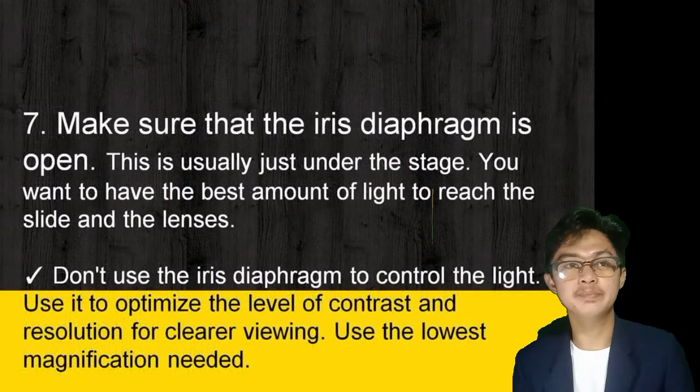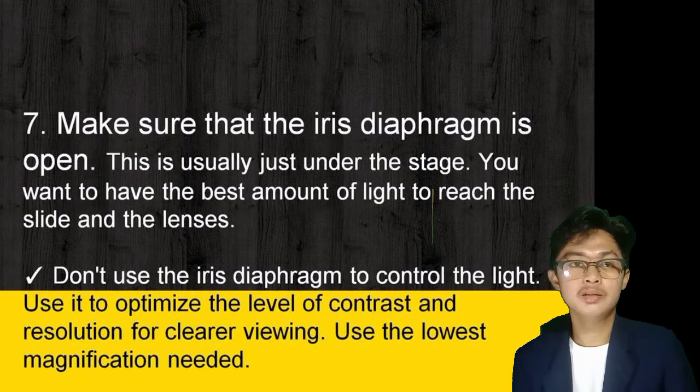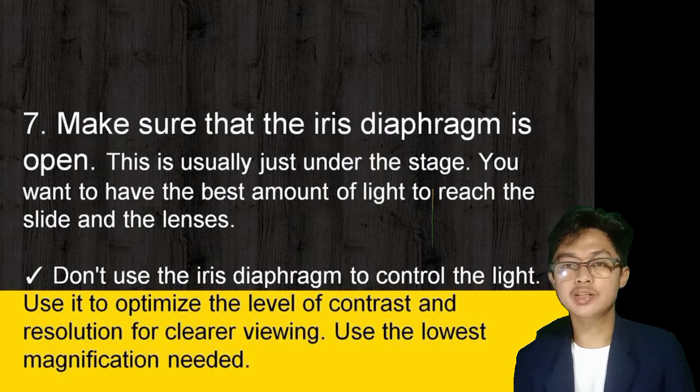In the seventh step, make sure that the iris diaphragm is open. This is usually just under the stage. You want to have the best amount of light to reach the slide and the lenses. Don't use the iris diaphragm to control the light. Use it to optimize the level of contrast and resolution for clearer viewing. Use the lowest magnification level needed.